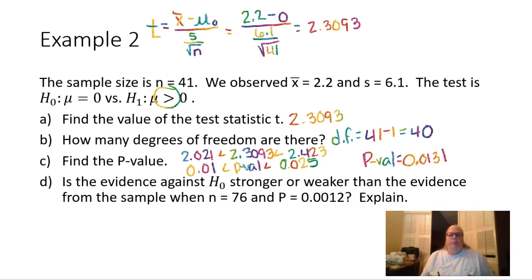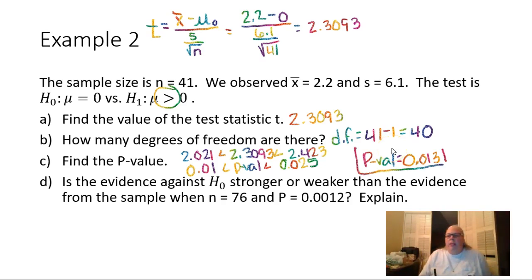All right, part D, is the evidence against the null hypothesis stronger or weaker than the evidence from the sample mean when n is equal to 76 and p is equal to 0.0012. And then we're going to explain our answers here.